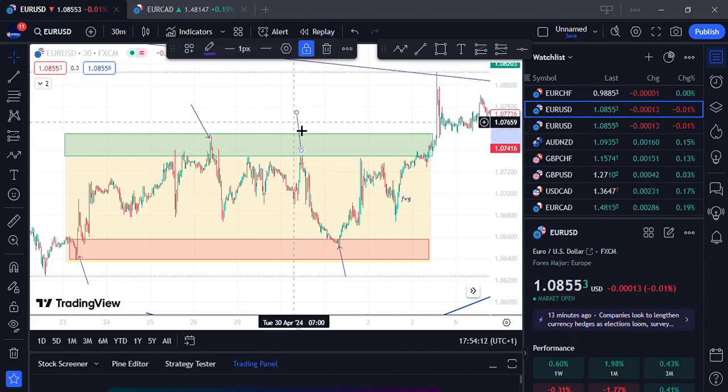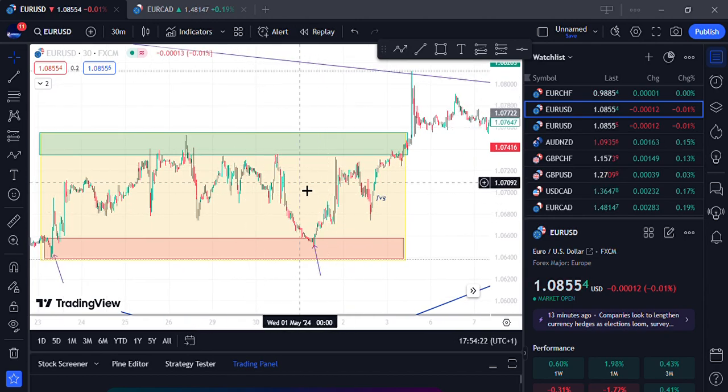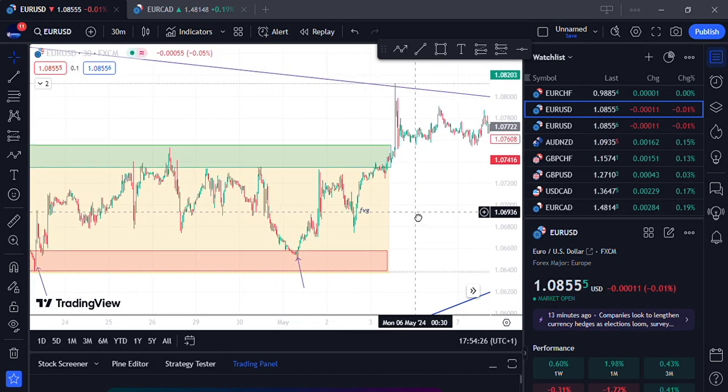Now, secondly, you are waiting for a rejection from the zone. Sorry, a pull out, a breakout from the zone.